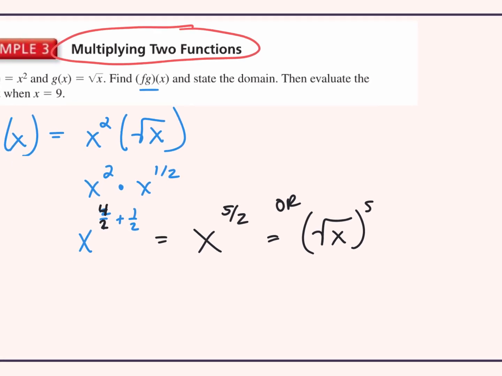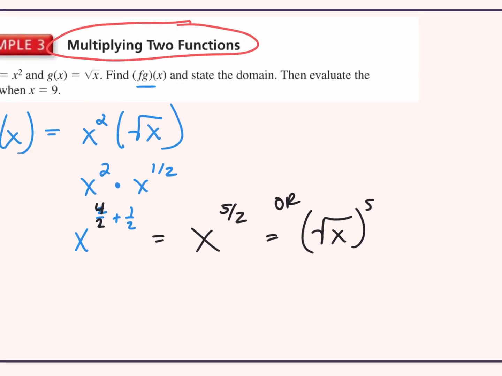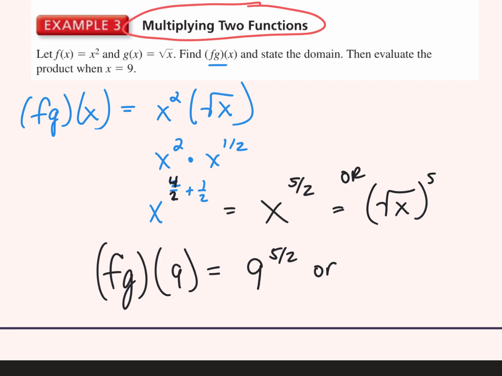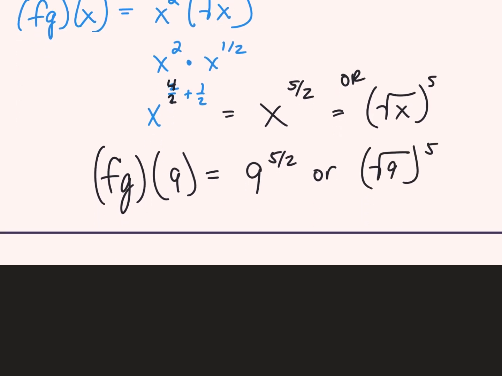So that would be leaving your answer in terms of what? In terms of x, right? But if they ask me for what is f times g of 9, what do they want me to do? Plug in 9. So you can say 9 to the 5/2 power. Or you can say the square root of 9 to the 5th power. You get the same answer. What is the square root of 9? 3. And then you would raise it to the 5th power. Because remember, your index becomes your root. So 3 to the 5th power.